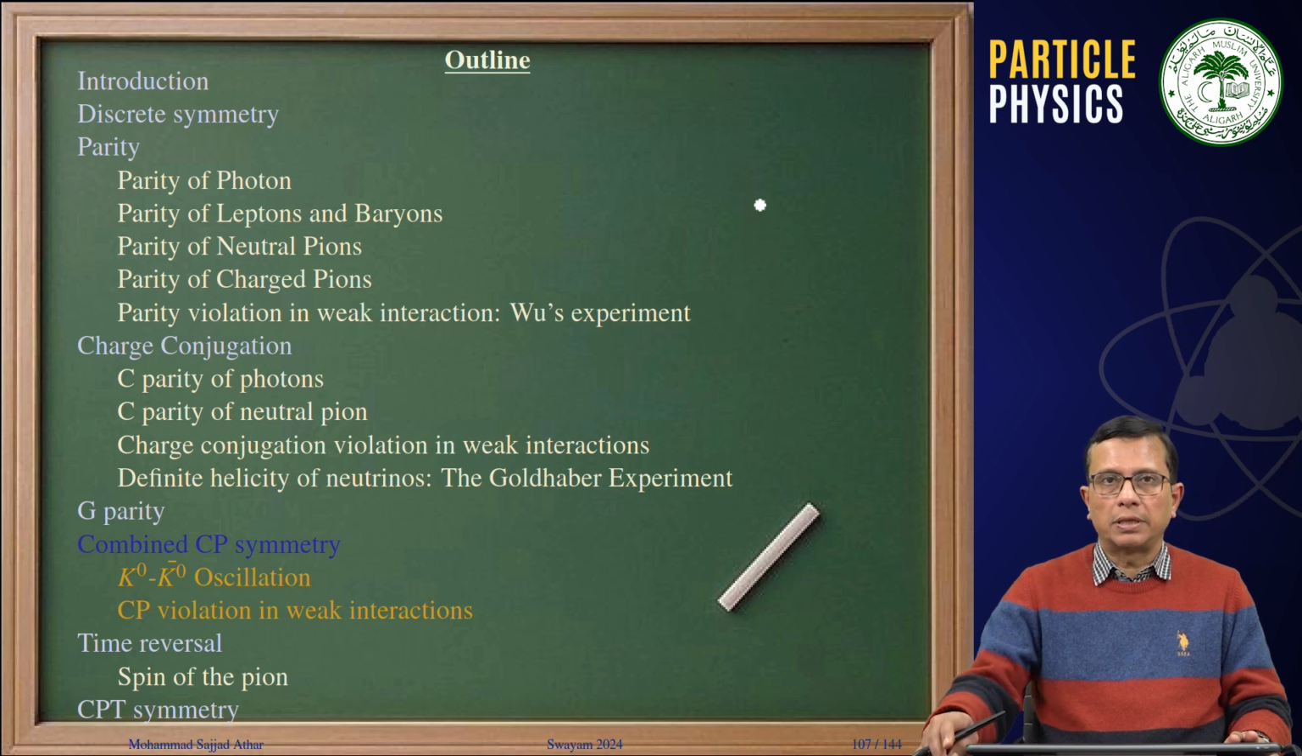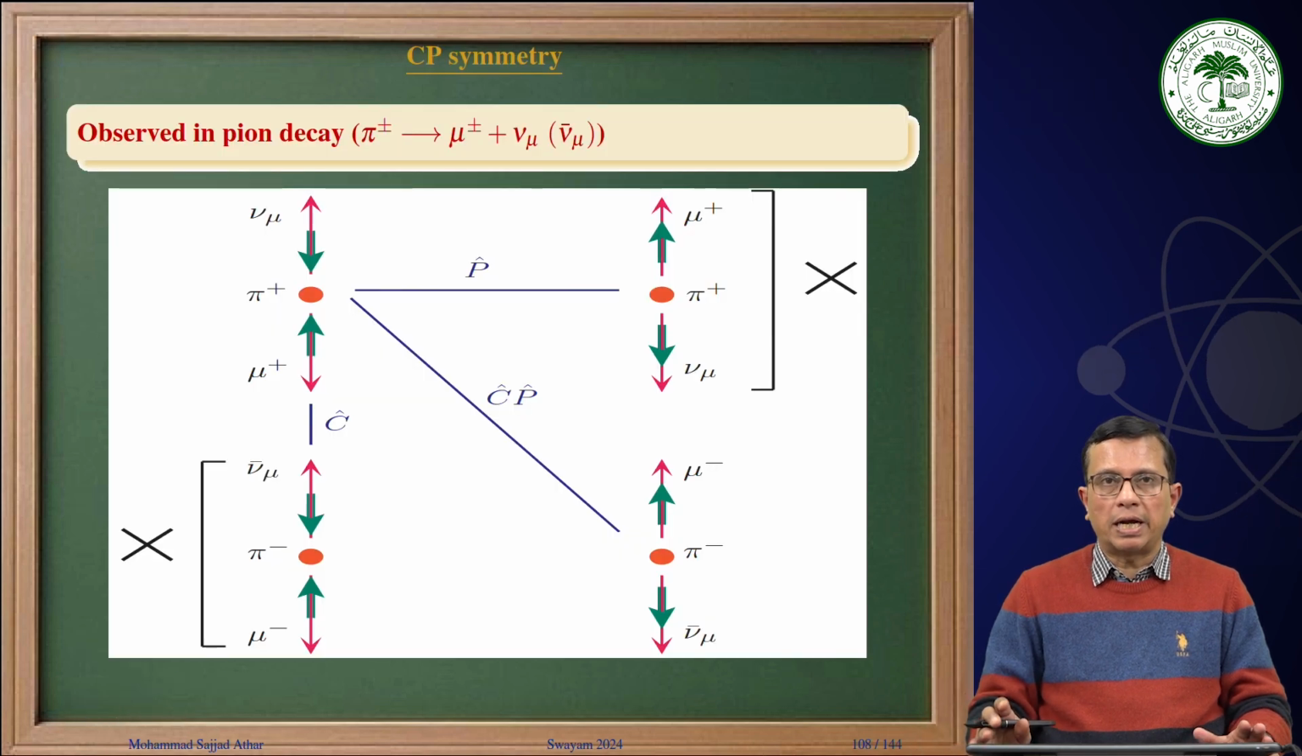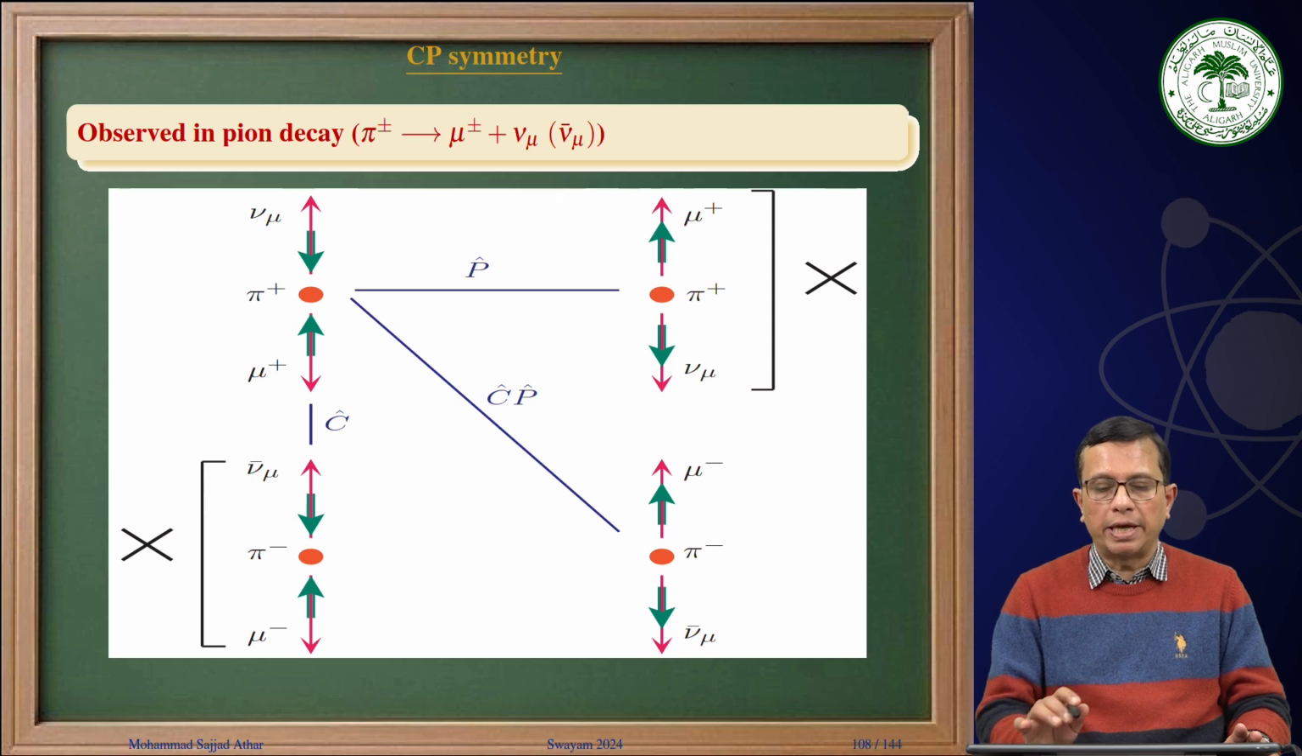Let us start with the example that we discussed last time, where we had pion decay. A pion was decaying into mu minus: pi minus is decaying into mu minus and nu mu bar, or pi plus is decaying into mu plus and nu mu.